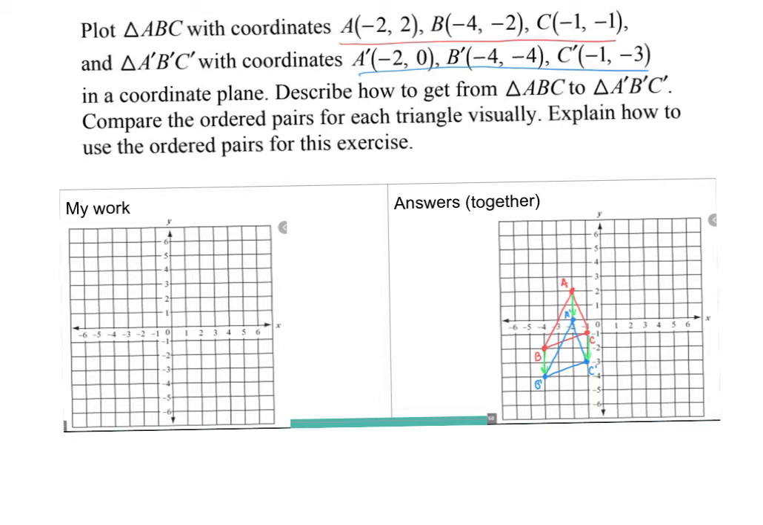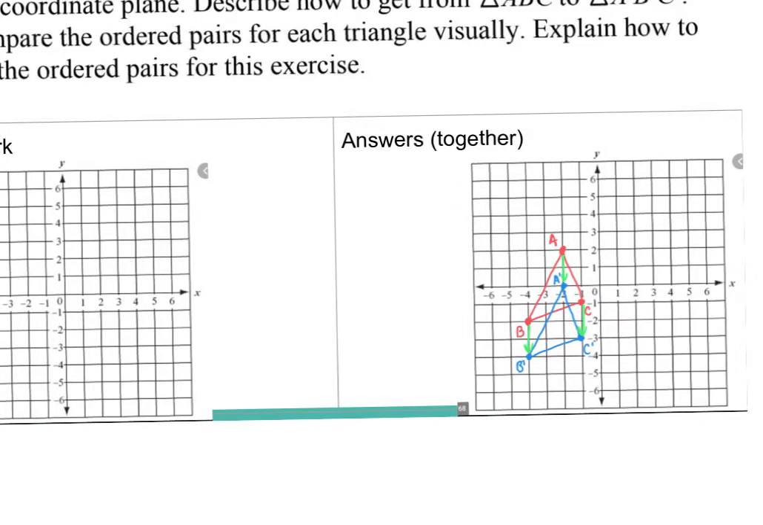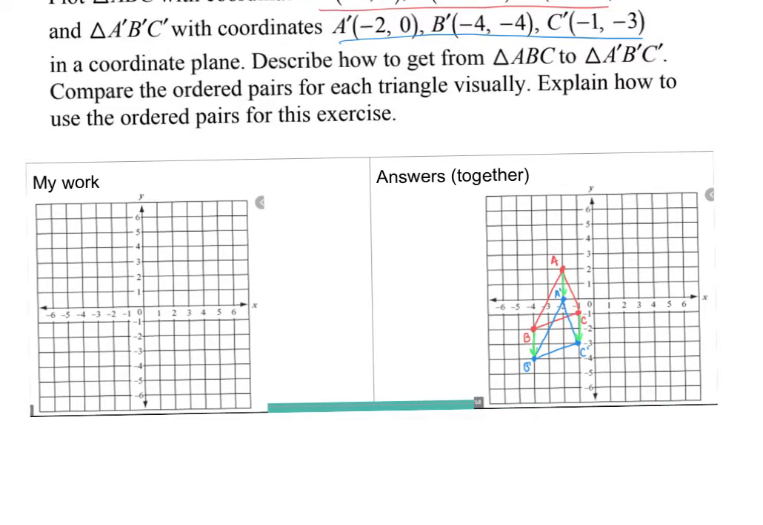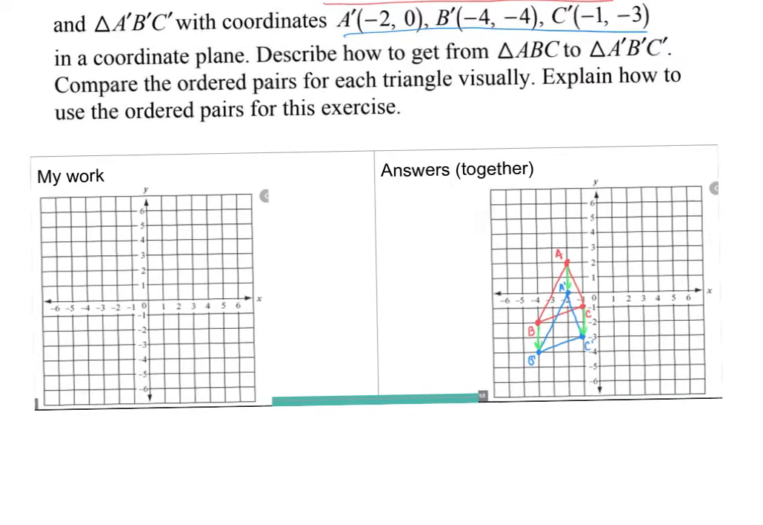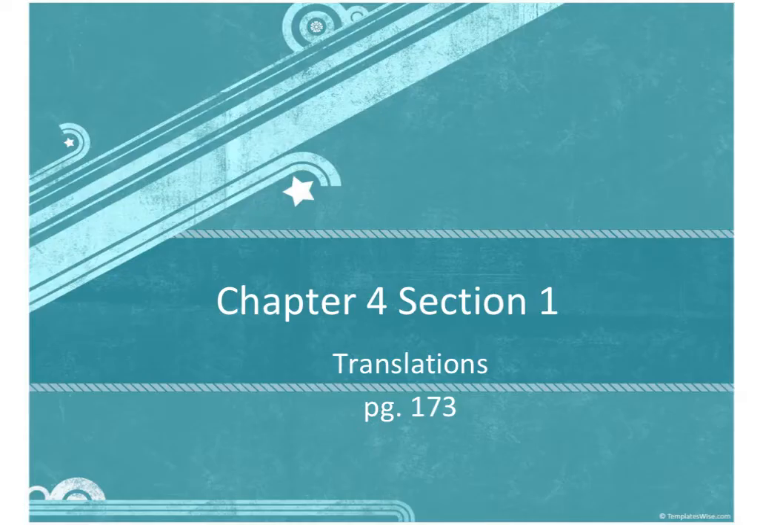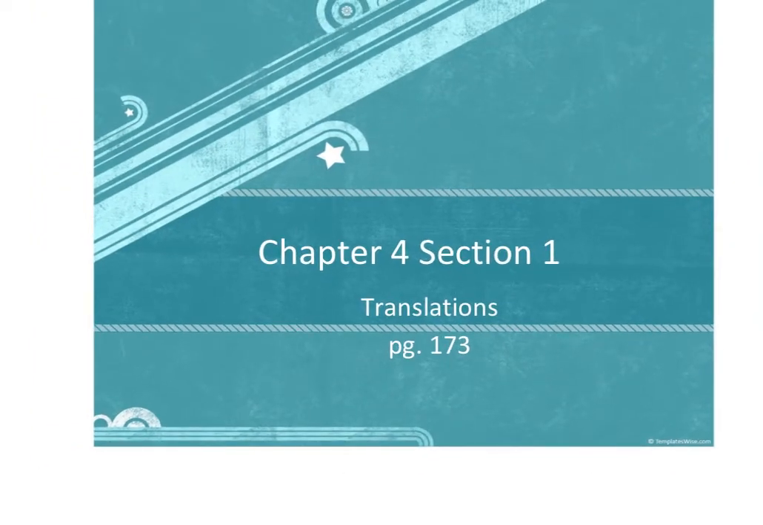And what we're going to learn today is all about these shifts, okay? Now, the shifts may not be just 2 spaces down like we just did. Some of them might be a combination of things, but this is called a transformation, and specifically it's a translation. That's when we're moving an image around the coordinate plane, okay? All right. So this is chapter 4, section 1, translations. And you can find this in the book on page 173.